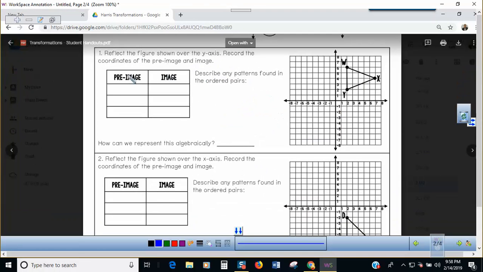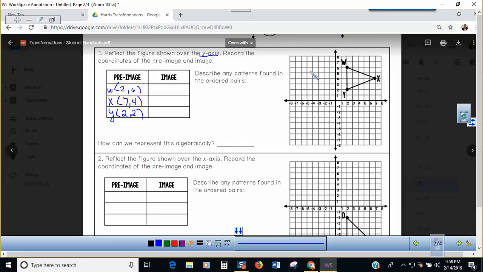Moving on, number one, it says reflect the figure shown over the y-axis. Record the coordinates of the pre-image and image. All right, so the pre-image, we're going to go ahead and record these points. We have W, which is at 2, 6. We have X, which is at 7, 4. And we have Y, which is at 2, 2.